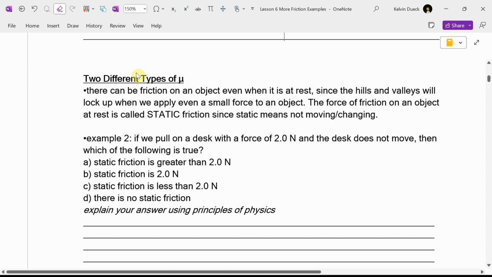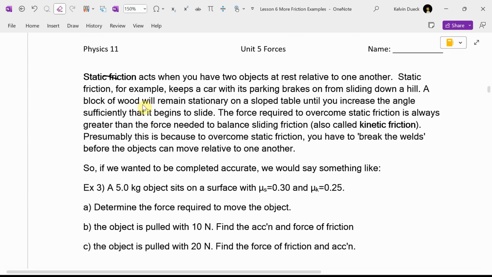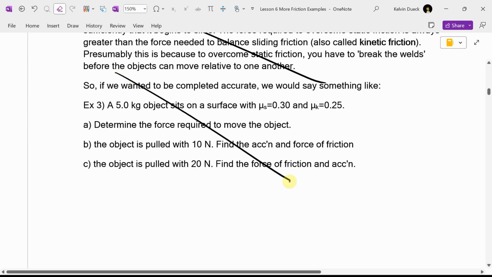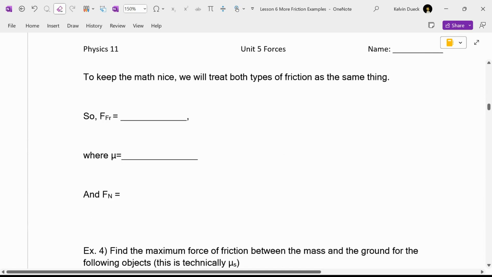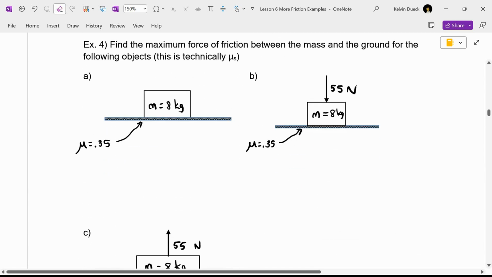I'm going to make an executive decision here. This is cool, but I'm going to revisit it in Physics 12. So we're going to revisit it in Physics 12, and we're going to jump to example 4.